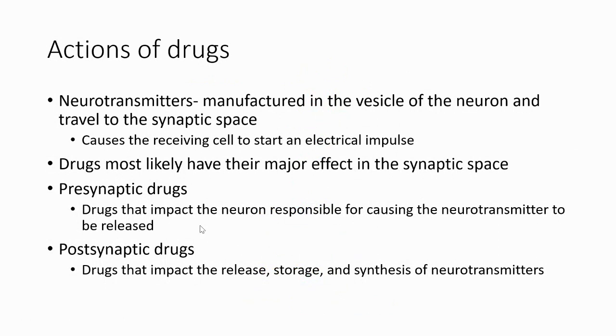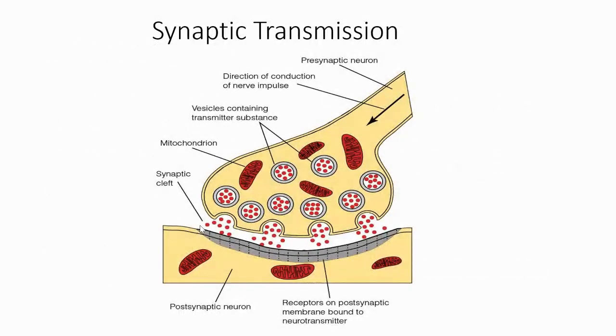So we look at the actions of the drugs. Neurotransmitters are manufactured in the vesicle of the neuron, and they travel to the synaptic area. Now again, the synaptic area is that little space between the cells. Drugs most likely have their major effect in the synaptic space. Presynaptic drugs are drugs that impact the neuron responsible for causing the neurotransmitters to be released. And postsynaptic drugs are drugs that impact the release, storage, and synthesis of neurotransmitters that have already been released.